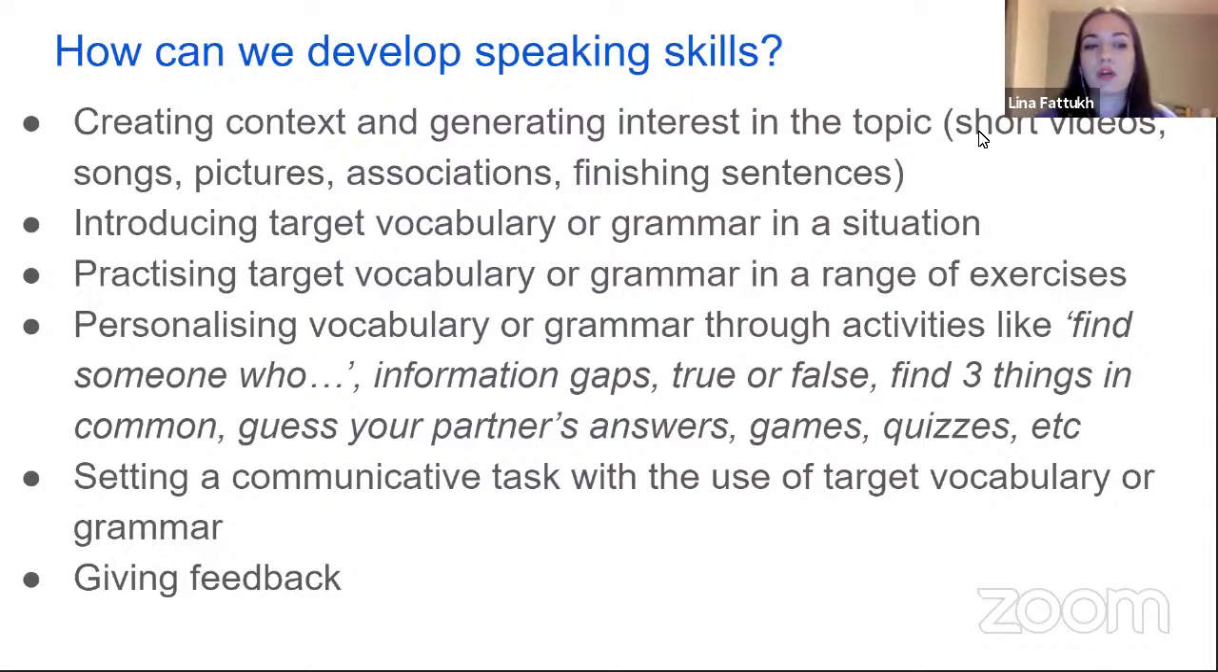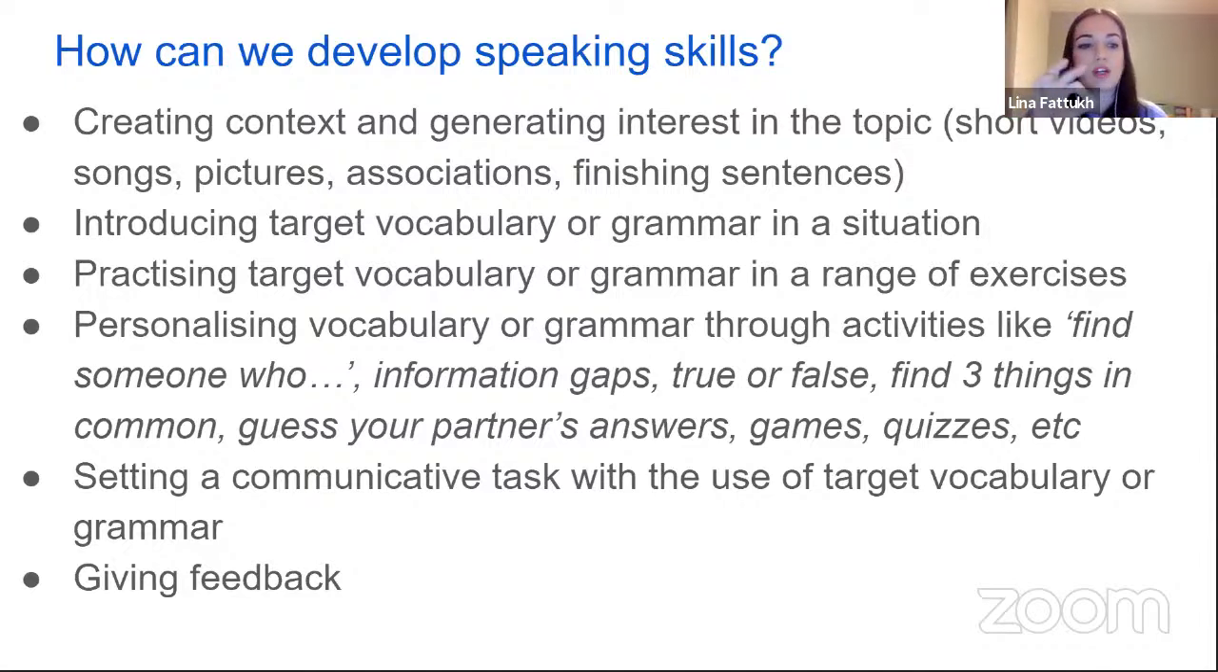And finally, we set a communicative task with the use of the vocabulary or grammar that we've just learned. In this case, the teacher always sets an example. And in this example, we use the vocabulary or the grammar that we've just learned. We set a model for our students and we give them a task, whether it's a discussion, a dialogue, a project. And after that, we give them feedback. We listen to what students are saying. They're communicating to each other in groups or pairs. The teacher listens and then gives them feedback.